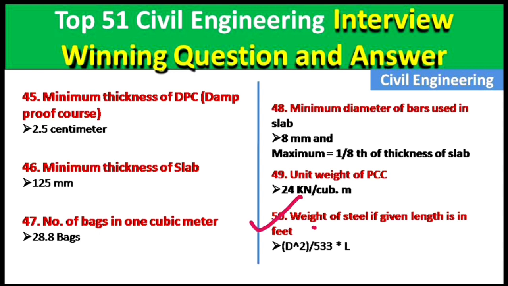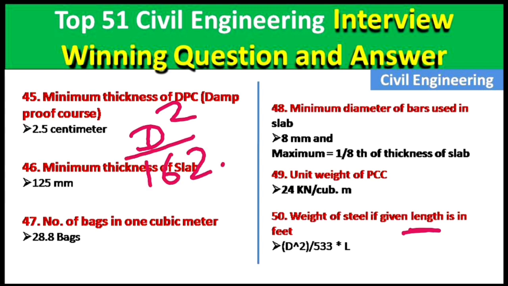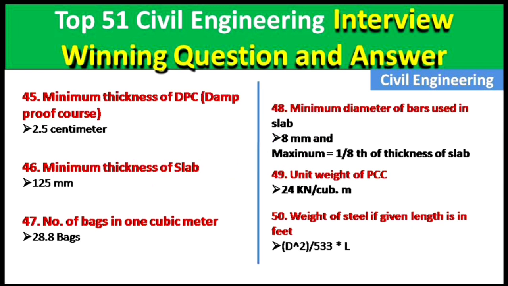Now point number 50 is the weight of steel rod if the given length is in feet. Guys, if the steel rod length is given in meters, then we should use the formula d square by 162.25 into L to calculate the weight of steel rod. But if the steel rod length is given in feet, then we have to use the formula d square by 533 into L, where 533 is the constant value and L is the length of rod in feet. Keep in mind length should be in feet to use this formula.